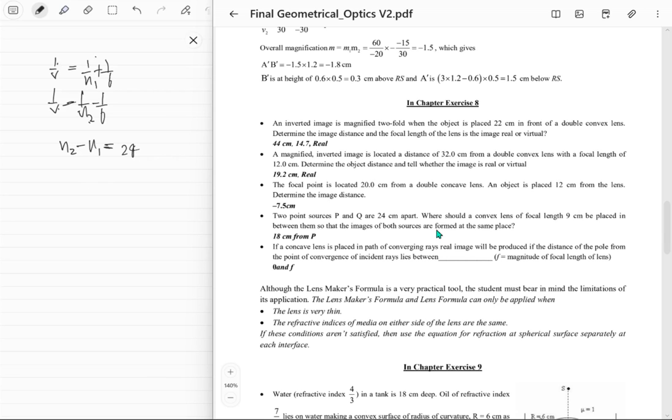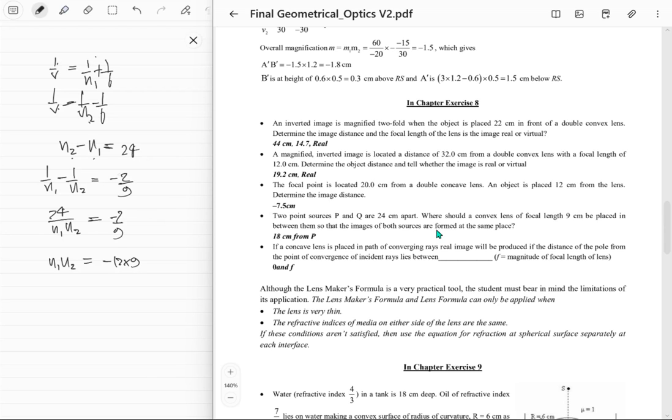That just means 1/u1 minus 1/u2 is equal to negative 2/f, and f is of course 9 centimeters, so it's negative 2/9. Now this is u2 minus u1, which is 24 over u1 u2, equal to negative 2/9. So u1 u2 is equal to negative 12 times 9, right? So the subtraction is just 24.